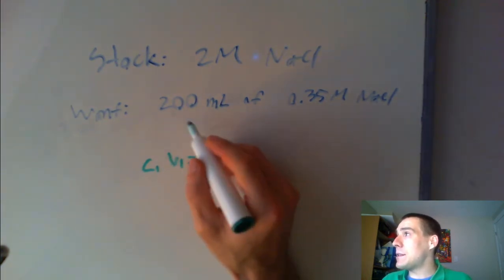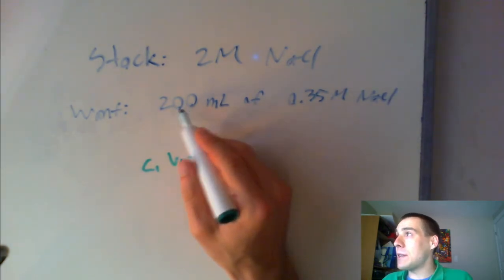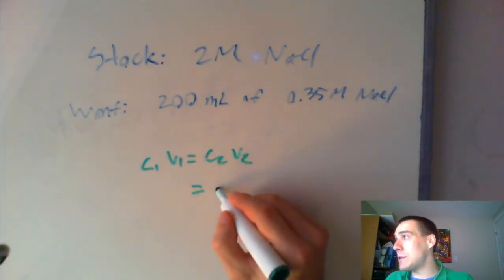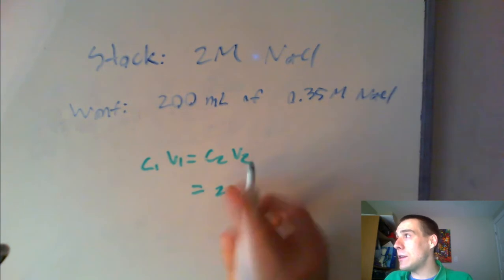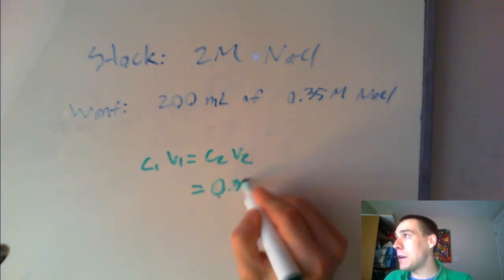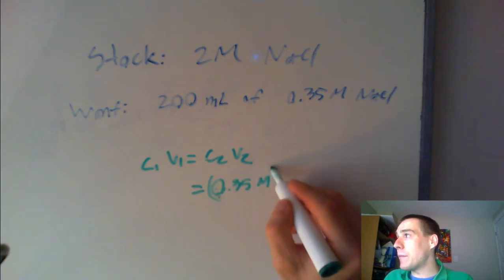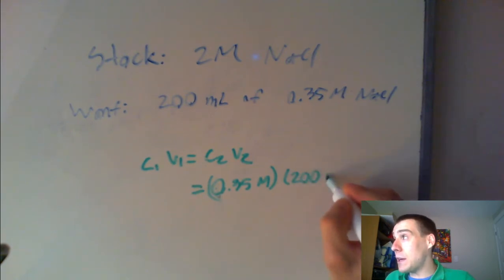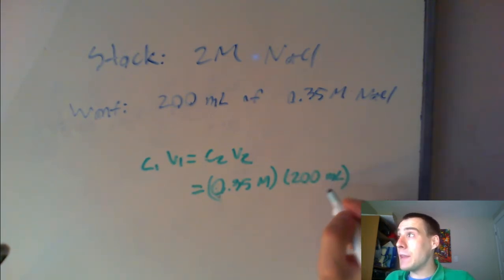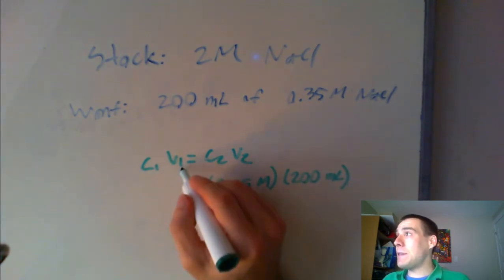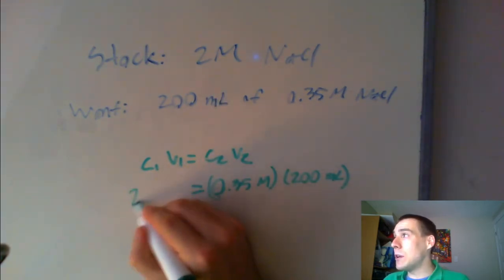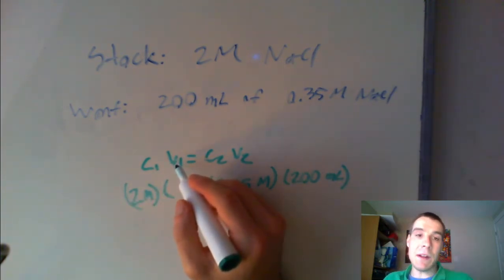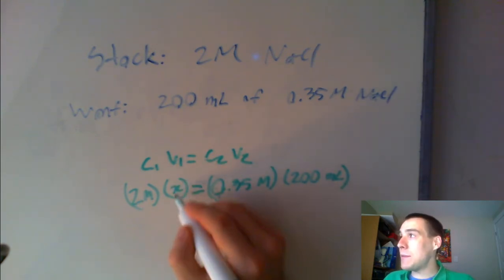So how I do that is, I know my second one, right? I want 200 mils of 0.35. So that's my C2 and my V2. The C2 is the concentration. So that's my 0.35 molar. And my V2 is my 200 milliliters. And I can actually leave that as milliliters. I'll show you why in a second. Now on this side, I've got C1V1. I know C1, I know 2 molar. But V1 is what I need to figure out. I want to figure out what volume of stock solution do I need. So that's going to be X.